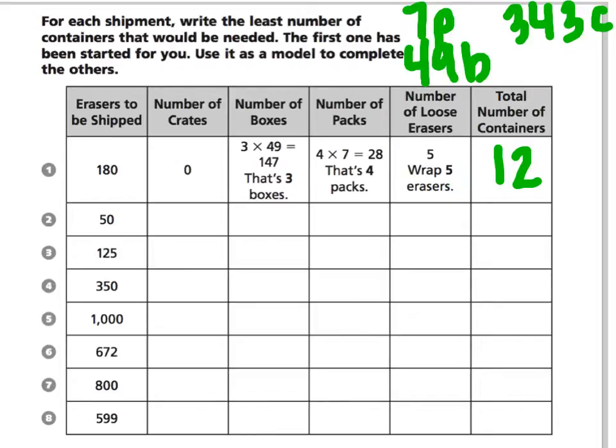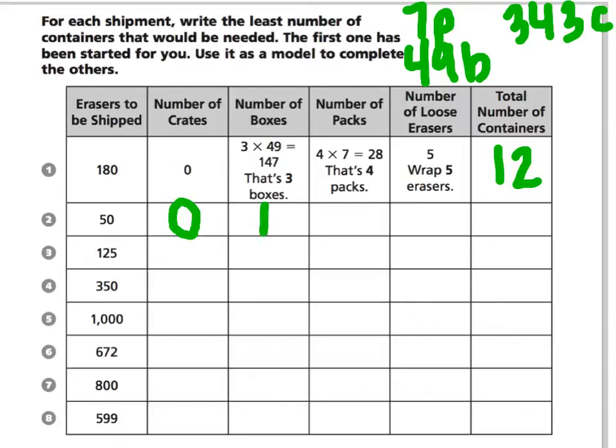We're going to use the same strategies to figure out how we can divide 50 up into either crates, boxes, or packs. So you need to think about, for crates, how many times would 343 go into 50? And that would be 0. It can't go in at all. So now I need to think about boxes. There's 49 erasers in each box. So how many times would 49 go into 50?